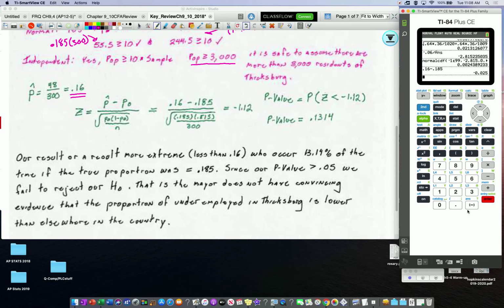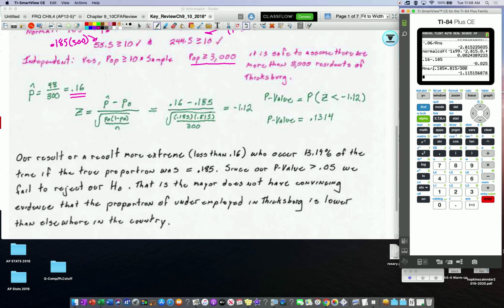Okay, so the standard deviation, I could just say divided by the square root of 0.185 times 0.815 divided by 300, so long as that's all under the square root. Okay, you can see negative 1.15. I only went out 2 decimal places, so if you went out 3, your p-value will be slightly different. Remember that your p-values don't have to be exact. They should be relatively close. I'll look for your work.